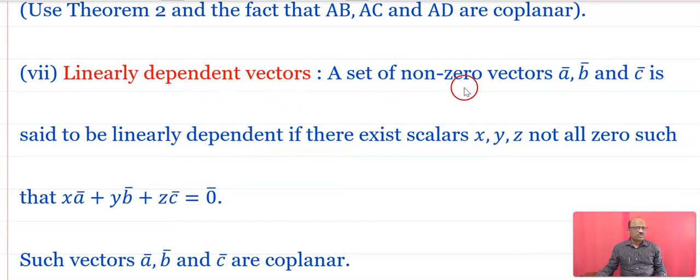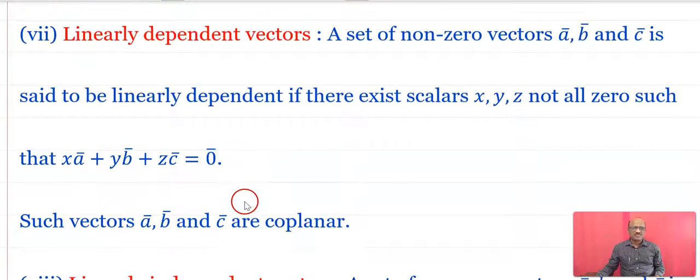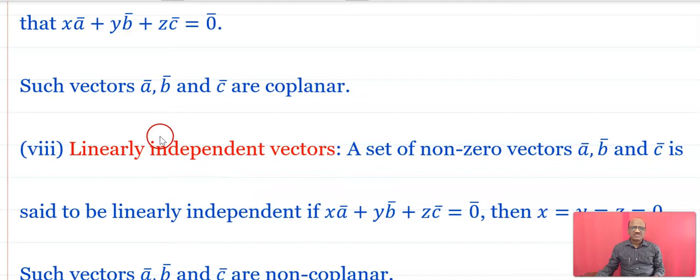Linearly dependent vectors. A set of non-zero vectors a bar, b bar and c bar is said to be linearly dependent if there exist scalars x, y, z, not all 0, such that x a bar plus y b bar plus z c bar is equal to 0. Such vectors a bar, b bar and c bar are coplanar.